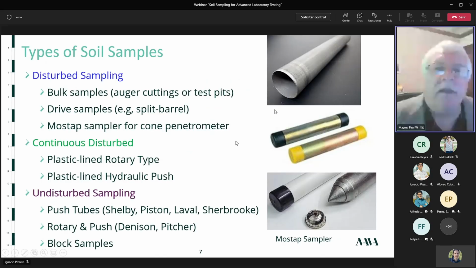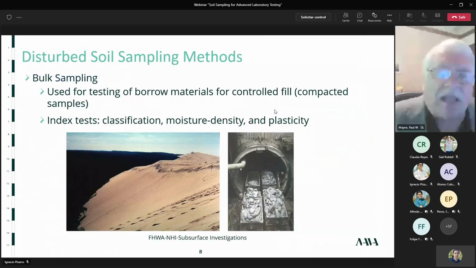So there's different types of soil sample. There are disturbed samples. Some of those are listed right here. Probably the most famous one is a drive sample known as a split barrel or split spoon sample. Today we have continuous disturbed samples. You might know these as geoprobe or AMS probe, power probes. And then we have the undisturbed samples, and those include the list down there that we're going to run through here shortly. So let's move to the next slide.